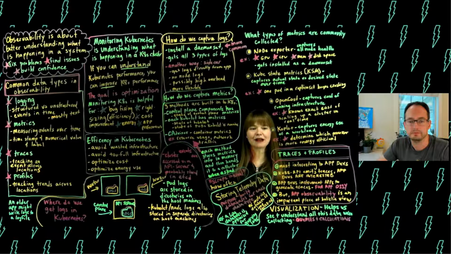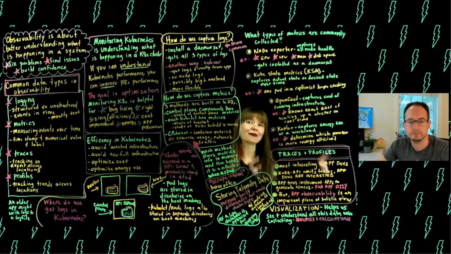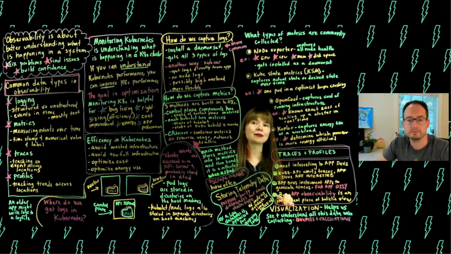And then we talked about traces and profiles. So we talked about logging and metrics rather a lot. And with traces and profiles, we didn't say a lot about those because they're really more about the application level than the infrastructure level, which we've been focusing on today. So app developers want to know about traces because they really help show app behavior, what an app is actually doing. So the Kube API emits traces, so the app developers are interested in those, but app developers are likely to instrument their applications to generate traces also.